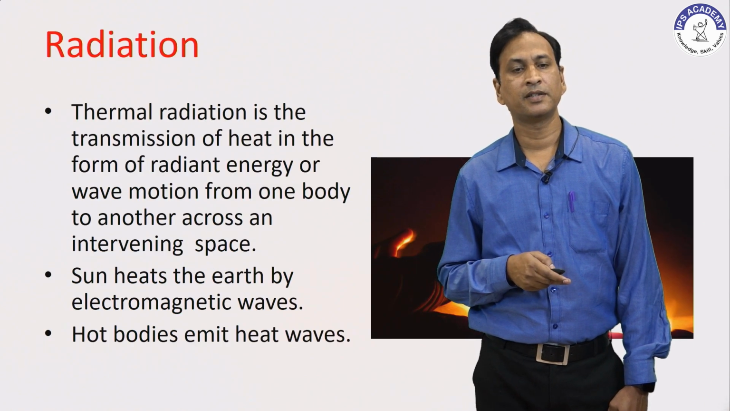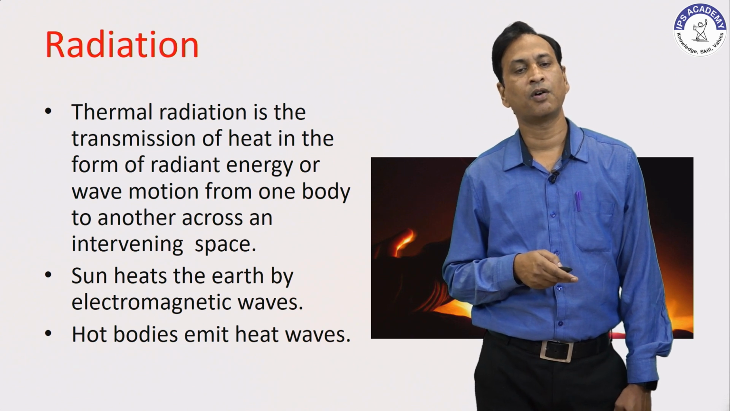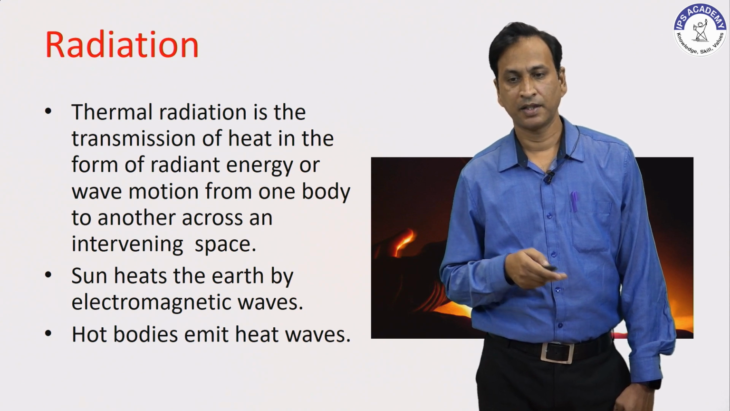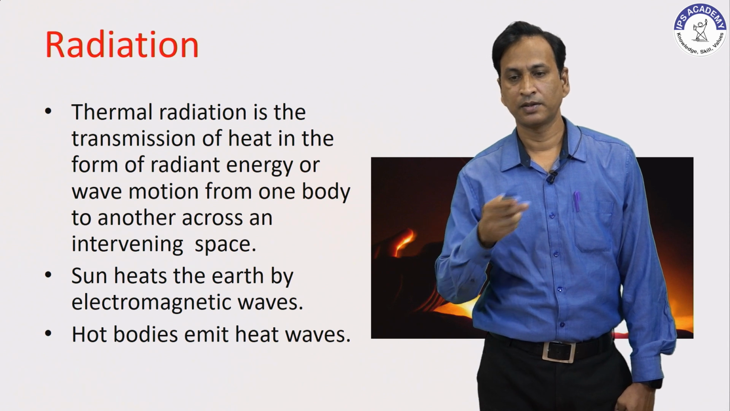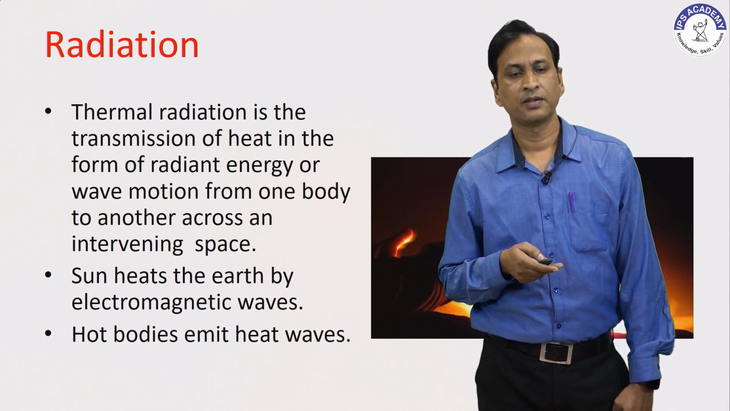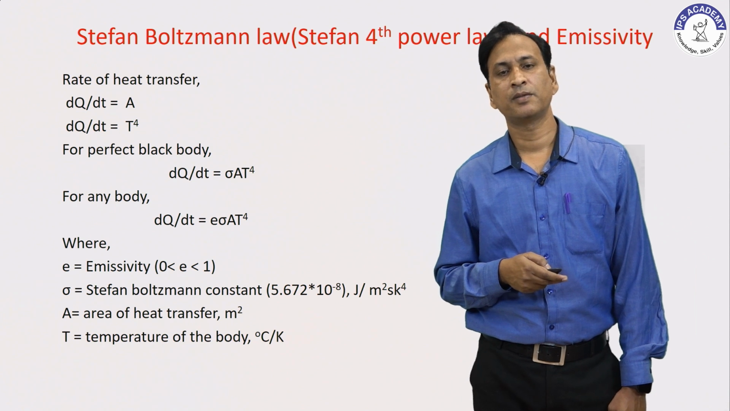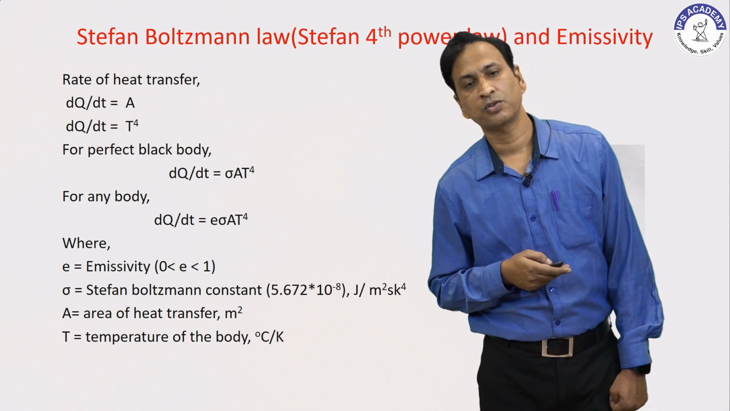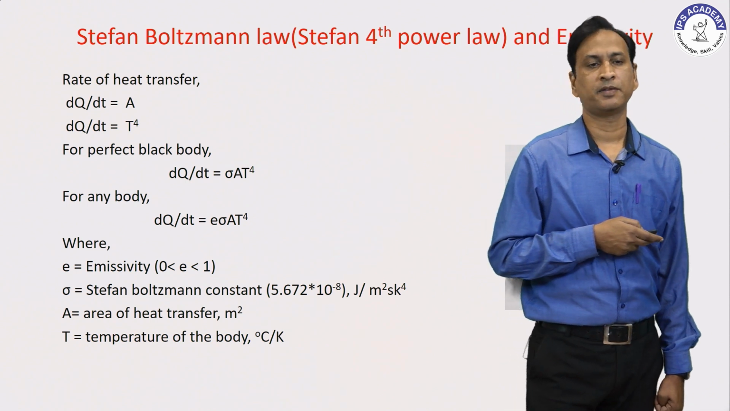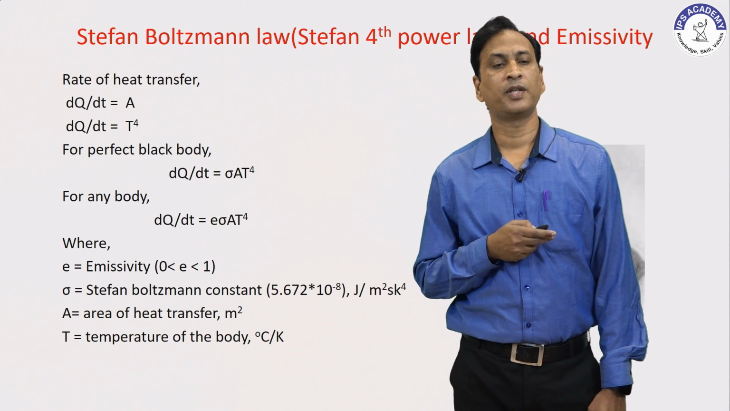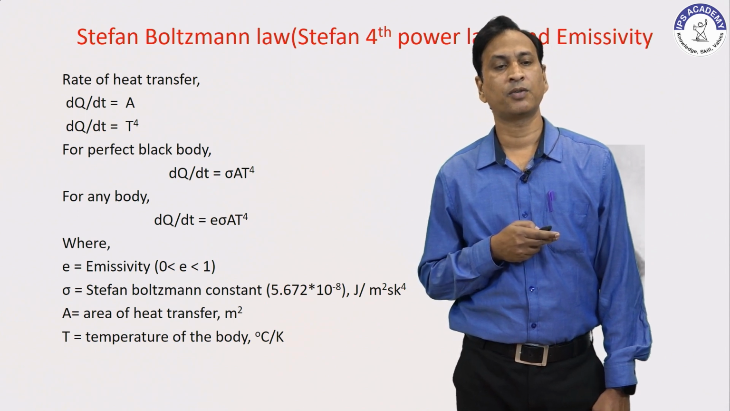Radiation. Thermal radiation is the transfer of heat in the form of radiant energy or wave motion from one body to another across an intervening space. For example, the sun heats the earth by electromagnetic waves, and hot bodies emit heat waves. Stefan-Boltzmann law. The Stefan-Boltzmann law is also called the fourth power law. The rate of heat transfer dQ upon dt is proportional to area and the fourth power of temperature.